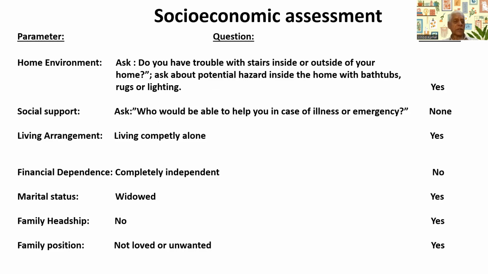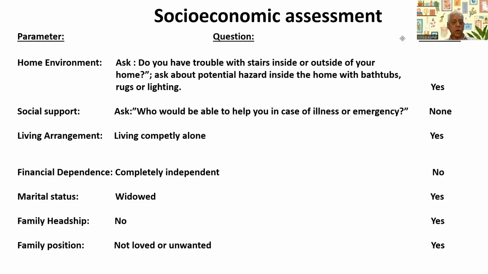Lastly, the socioeconomic assessment is by the following parameters. Home environment. Do you have trouble with the stairs inside or outside of your home? And ask about any potential hazards inside the home, like bathtub, slippery floor, rugs, or bad lighting, and things like that. If the answer is yes, this is abnormal. Social support, who would be able to help you in case of illness or emergency? None is abnormal. Living arrangement, are you living completely alone? Yes, it is abnormal.